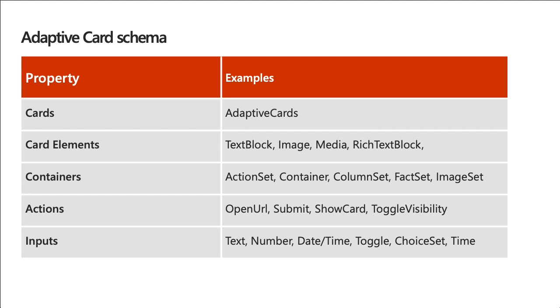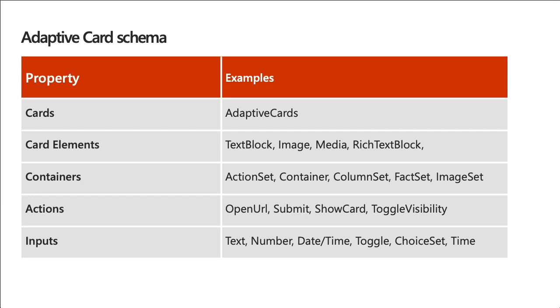The container category contains elements to use to group multiple elements together. And these include elements such as an action set that displays a set of actions, a container that groups other containers together, a column set and a column, which divides a region into columns, allowing elements to sit side by side, a fact set and facts, that are elements that are displayed in a series of facts in a tabular form, and an image set that displays a collection of images similar to a gallery.